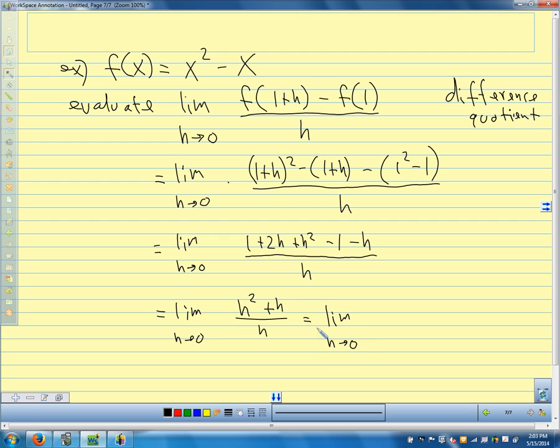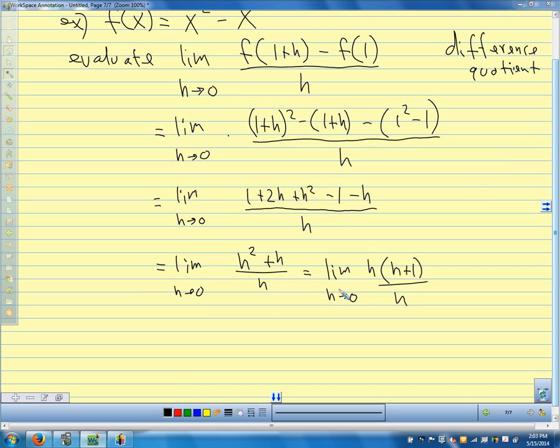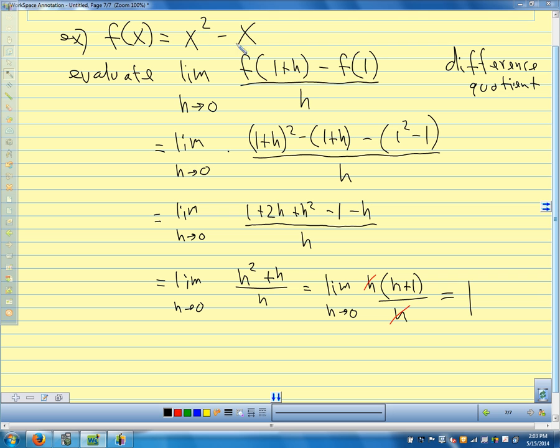Limit as h approaches 0. I'm going to factor out an h here. And now we see how this is related to our dividing out technique. Those cancel. And I get the limit as h approaches 0 of h plus 1, and that gives me 1. So the slope of this curve, x squared minus x, at x equals 1, would be 1. And we could use this process to find the slope of that curve at any point. And we'll do more with this later.